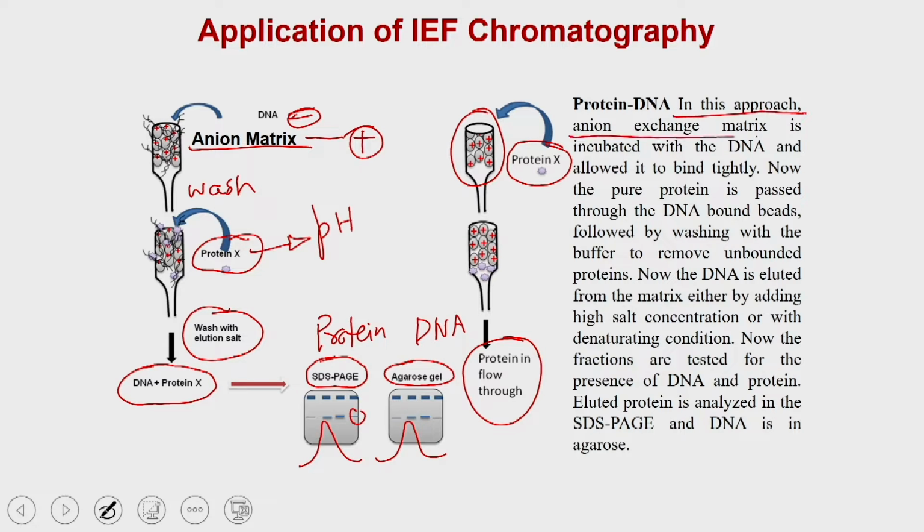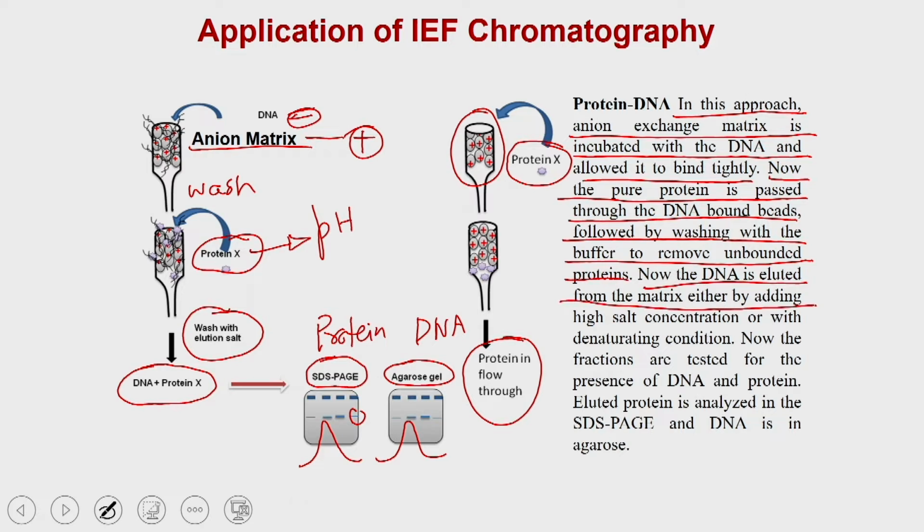The anion exchange matrix is incubated with the DNA and allowed to bind tightly. Now, the pure protein is passed through the DNA-bound beads, followed by washing with the buffer to remove unbound proteins. Now, the DNA is eluted from the matrix either by adding high salt concentration or by creating denaturing conditions, such as adding urea or GdmCl. That is going to remove the complexes.